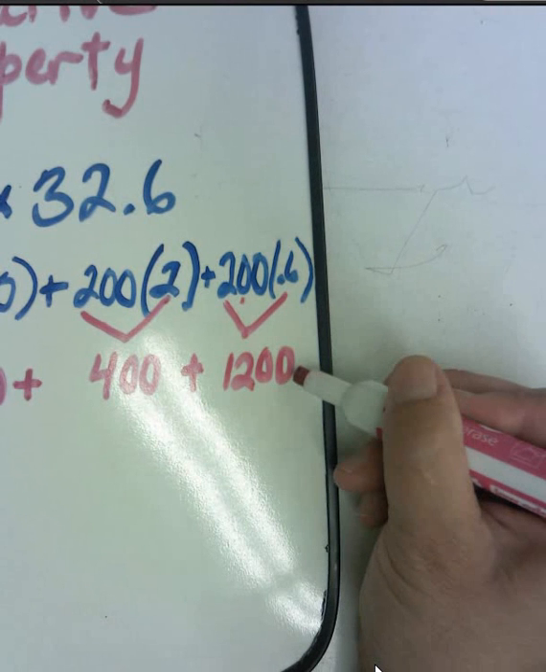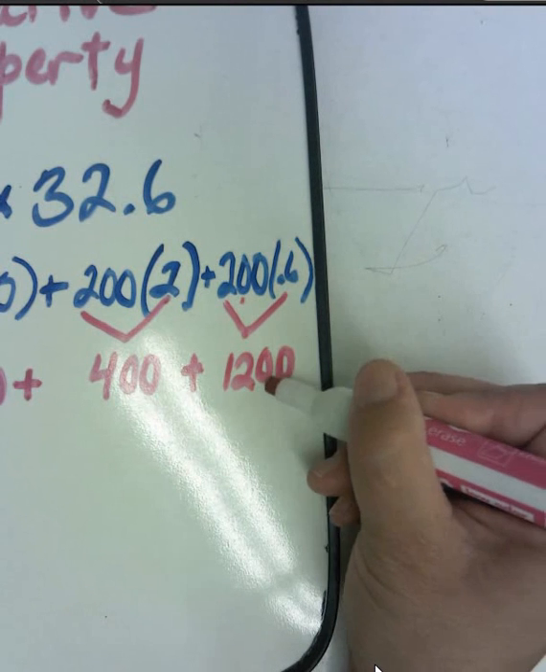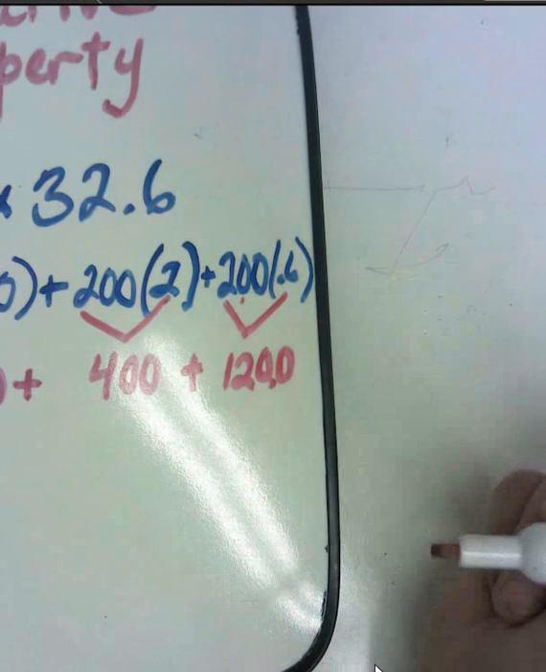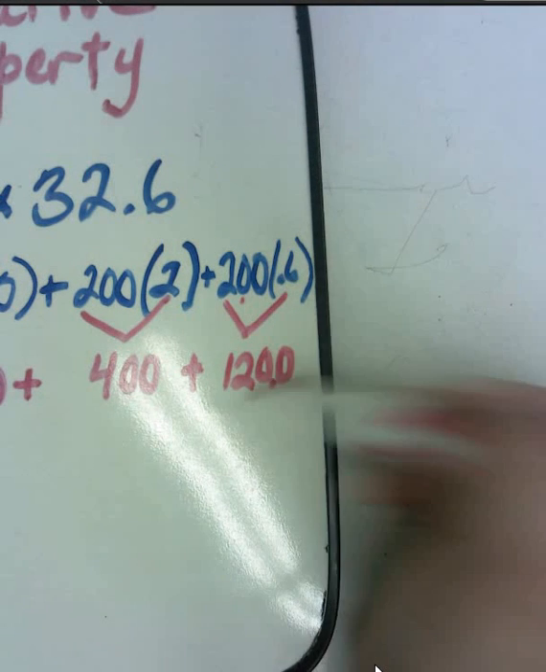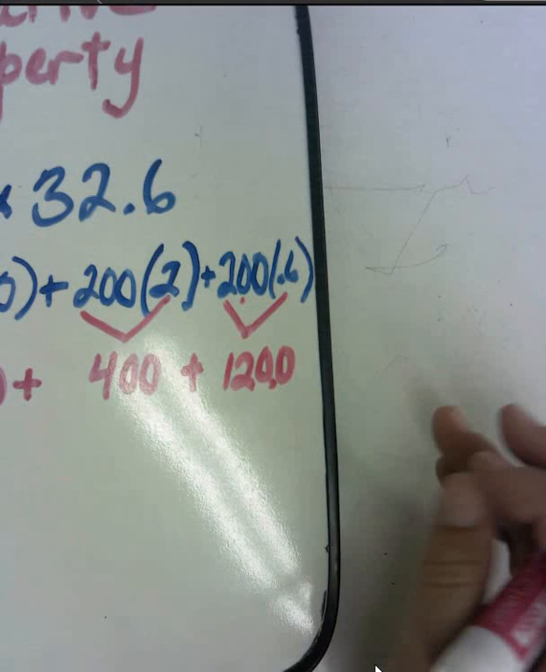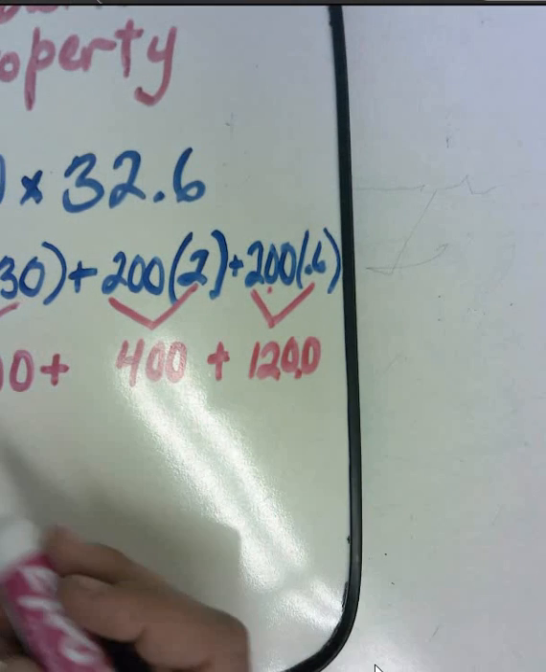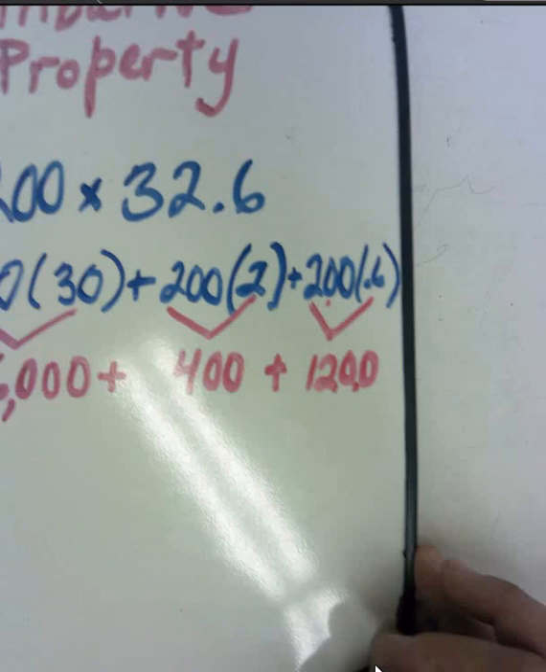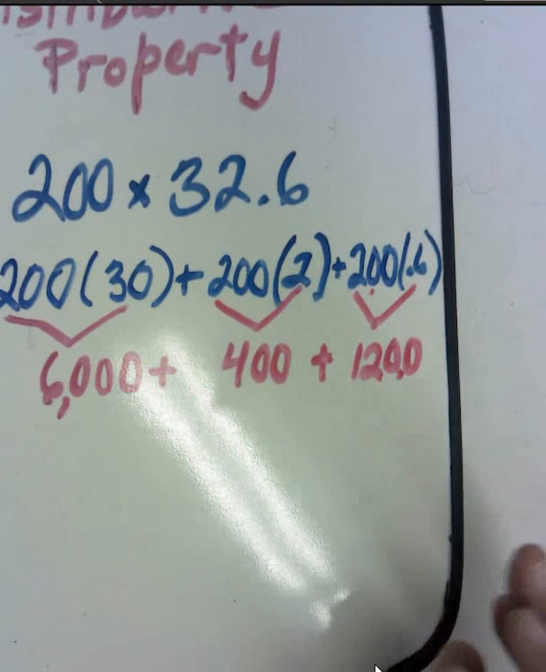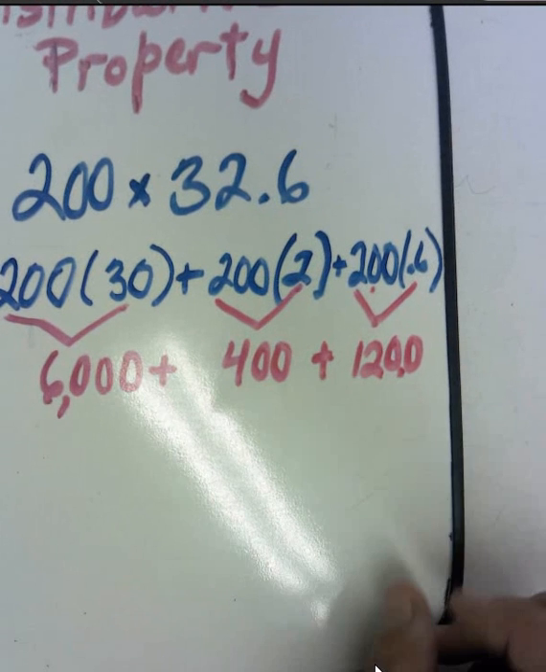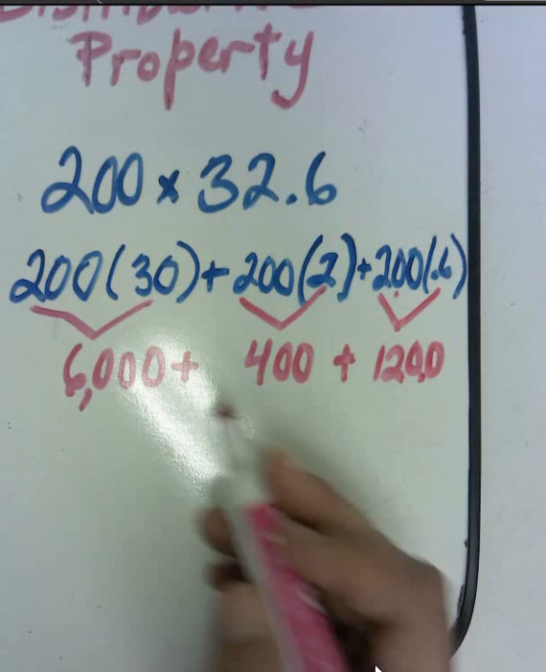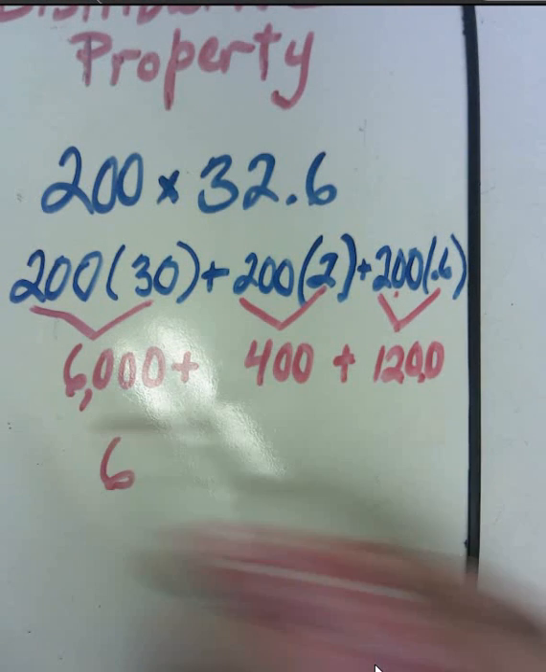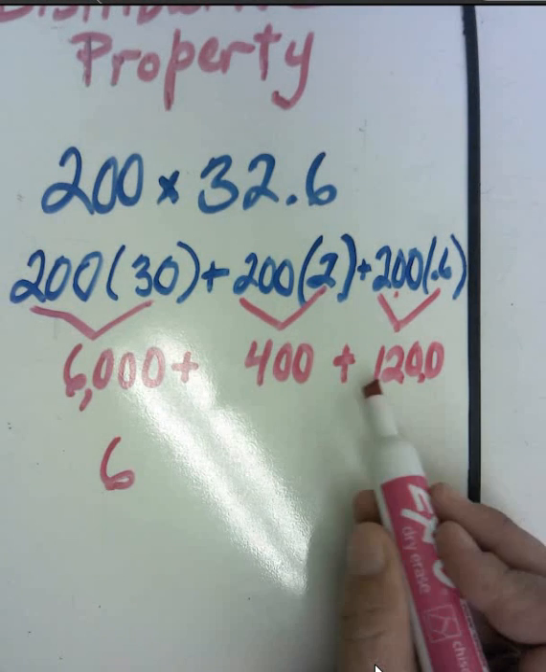Okay? When I'm done, I can just add them together straight across. You'll see this example on the first page of Lesson 10. And I can just add right in my head now. I can do, let's see, 6,520. And that is the product, or the answer, to 200 times 32 and 6/10.